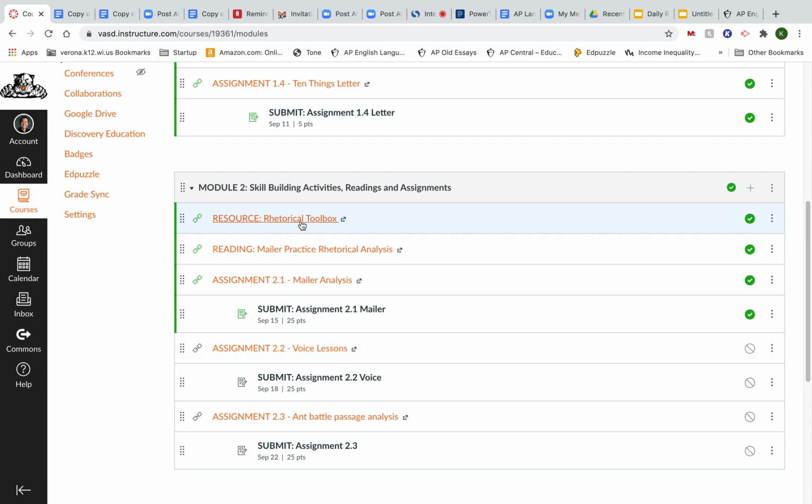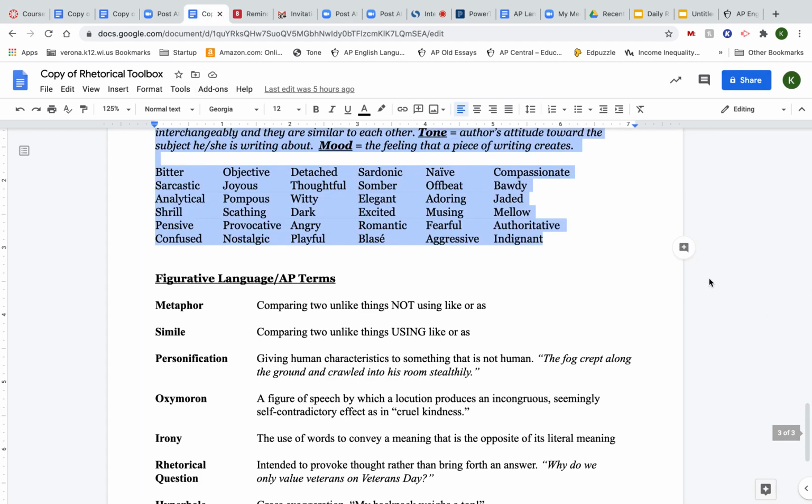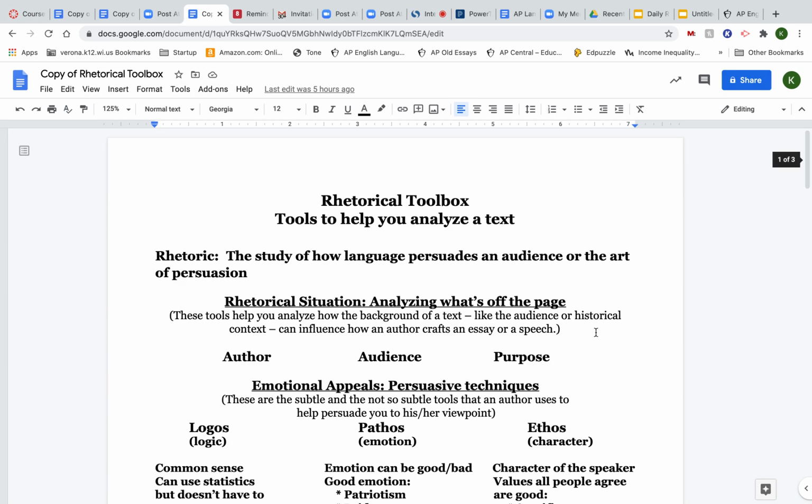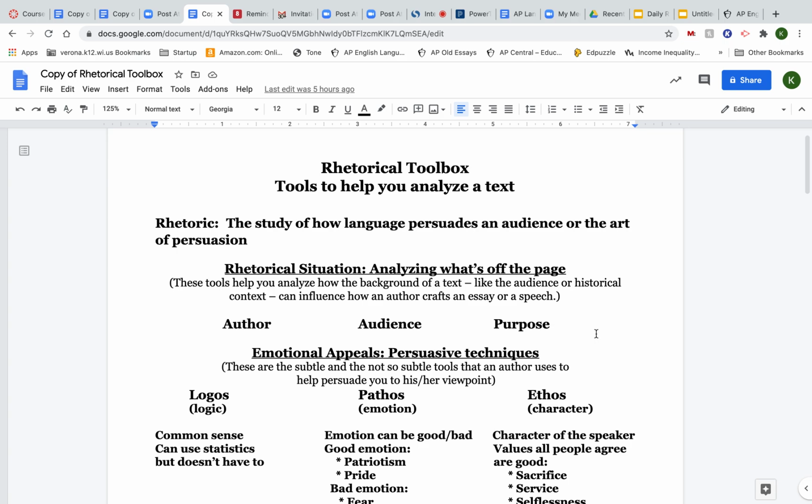So step one is to take a look at this resource. It is a rhetorical toolbox. And if you look here, this is a copy of the toolbox itself. And the toolbox is essentially a handout that guides you through the different tools that you can analyze when you're reading or analyzing a text. The main term to understand is rhetoric. You're going to hear that term a lot. And rhetoric is really the study of how language persuades.